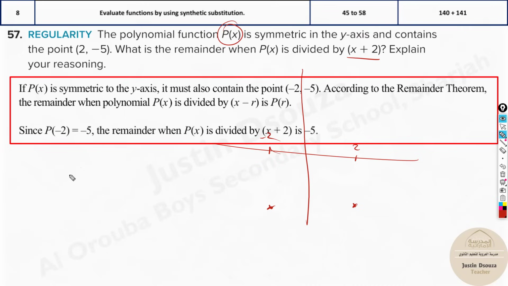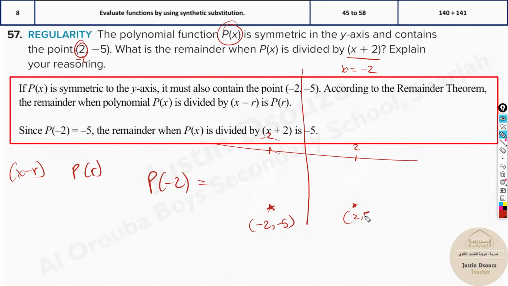So the rule is, if you have a term x minus r, the remainder is basically p of r. Now here, what is the x value you get? x is equal to minus 2. So I'm not able to put this directly. So what we do is we see what the answer will be if we put p of minus 2. Over here we don't have x of minus 2, so we can't tell it's minus 5. But they have told us it's symmetrical, right? So the other point is basically minus 2, comma minus 5. This was 2, comma minus 5. So if you put p of minus 2, it will be minus 5 as the answer. So the remainder is basically minus 5.